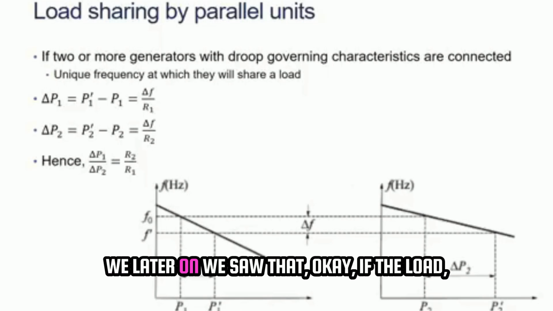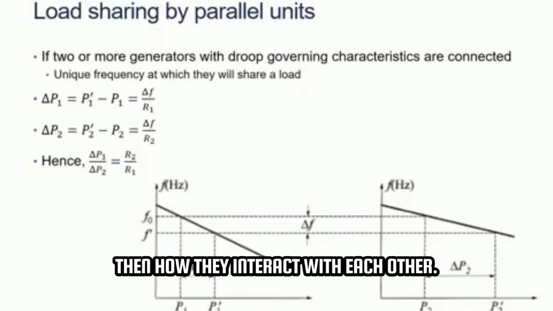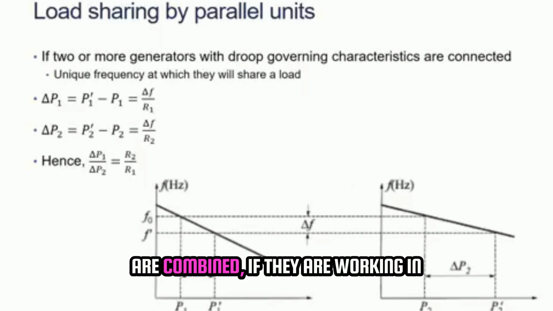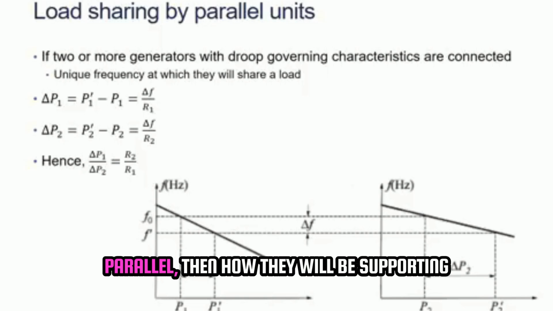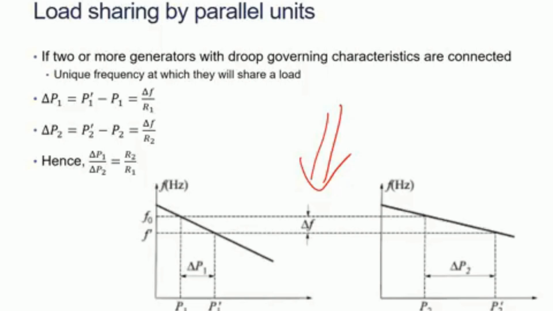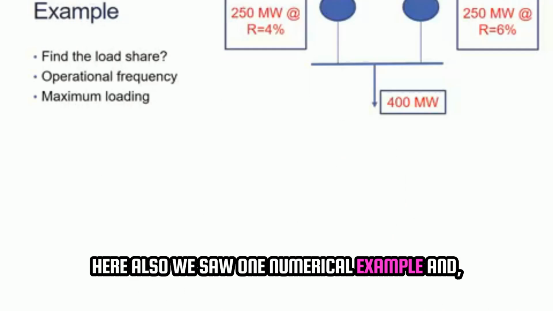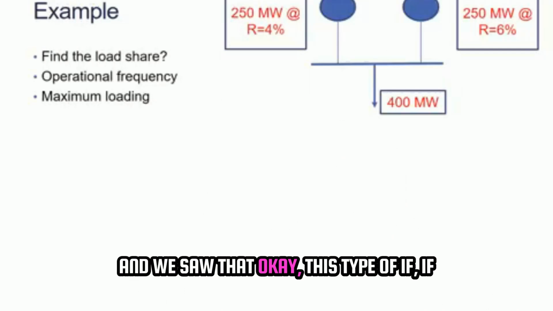We later saw that if one generator is there, and then if multiple generators are there, how they interact with each other. Here I have explained how different regulation generators, if they are combined and working in parallel, will support the change in the frequency or change in the load. Here also we saw one numerical example.